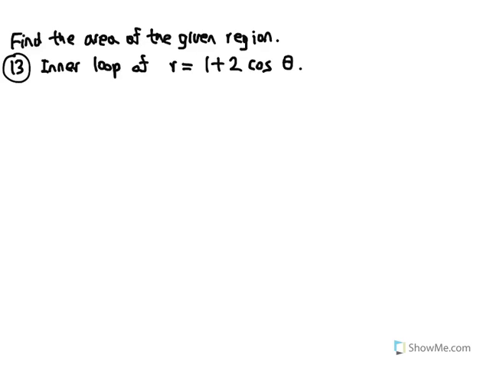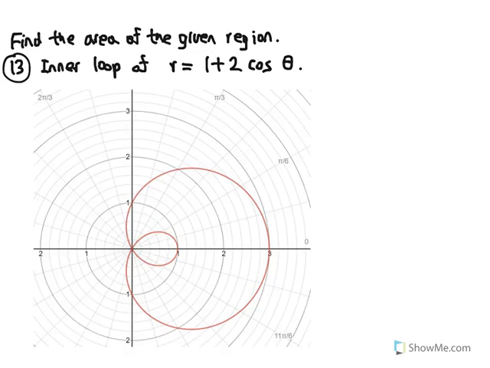Find the area of the given region: the inner loop of r is equal to 1 plus 2 cosine theta. You've got to look at the graph first. So let's look at the graph of this polar equation. So we want to find the area of the inner loop of this graph. This particular curve is called a limacon, and the inner loop is right here.